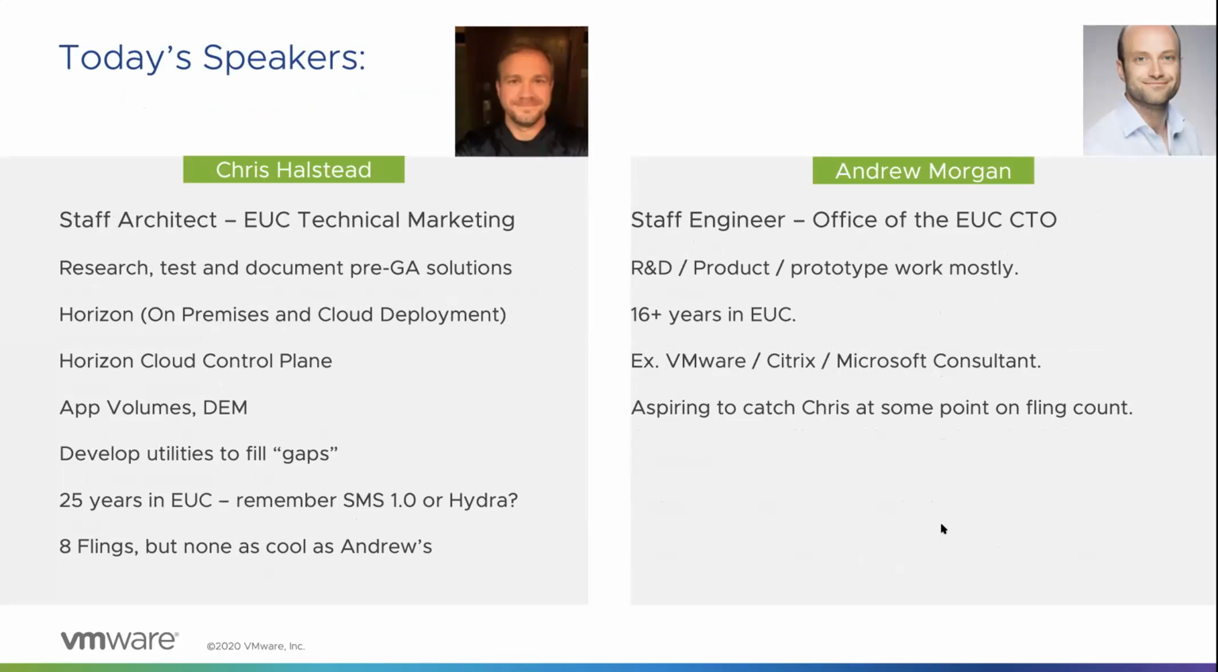Okay, awesome. Thanks, Chris. As Chris said, my name is Chris Halstead. I'm a staff architect with EUC Technical Marketing. I research, test, and document solutions before they go GA, train our internal field, and test interoperability between products, Horizon on-premises, and now working in all the cloud deployment methods to the hyperscalers like Google Cloud, Azure, things like that. Working on the Horizon Cloud Control Plane, App Volumes, DEM, and then I work closely with Andrew on developing utilities to fill gaps where we find them.